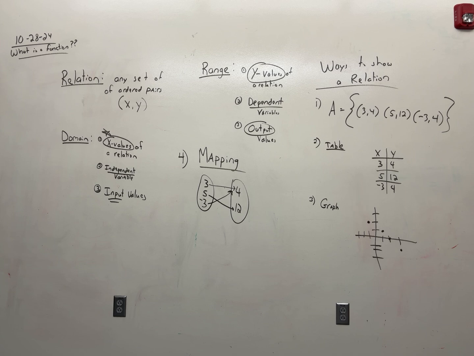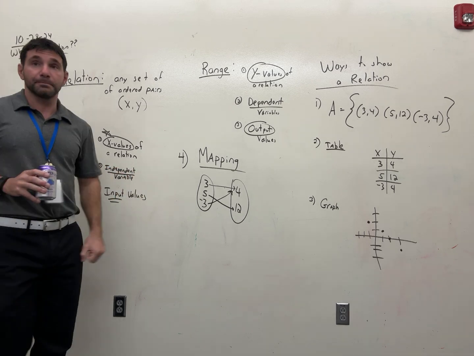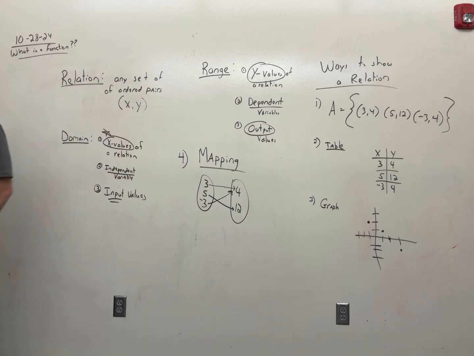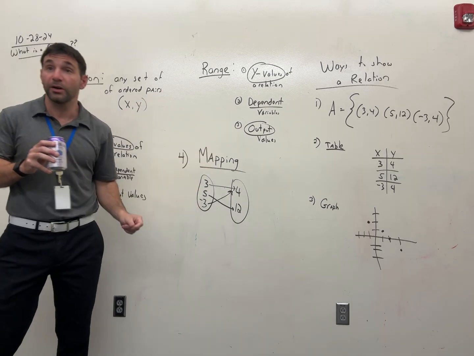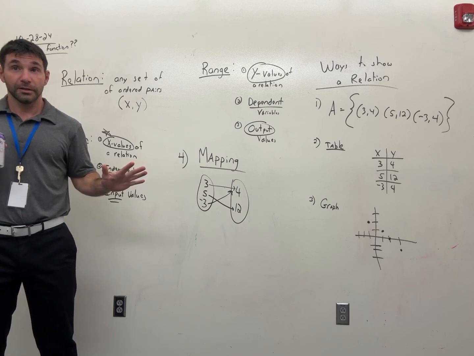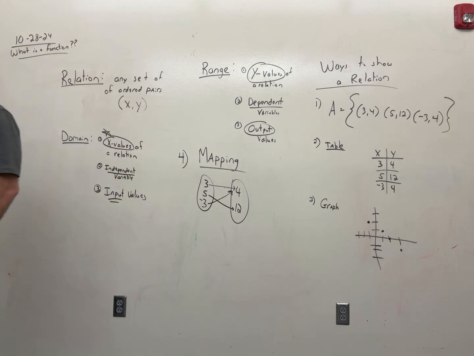Okay, so looking just at the mapping diagram, what are my domains? 3, 5, negative 3. What are my ranges? 4 and 12. That's it. You don't need to say 4, 4, and 12, just 4 and 12. Okay? What are my input values? 3, 5, and negative 3. Very good.